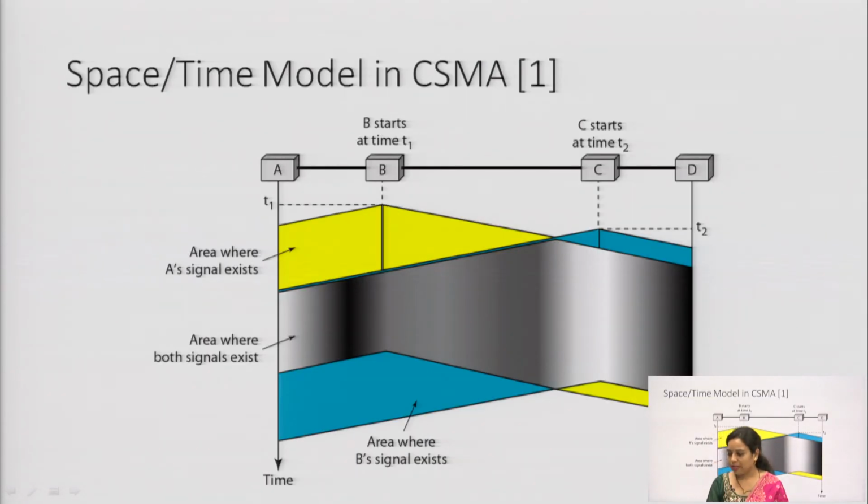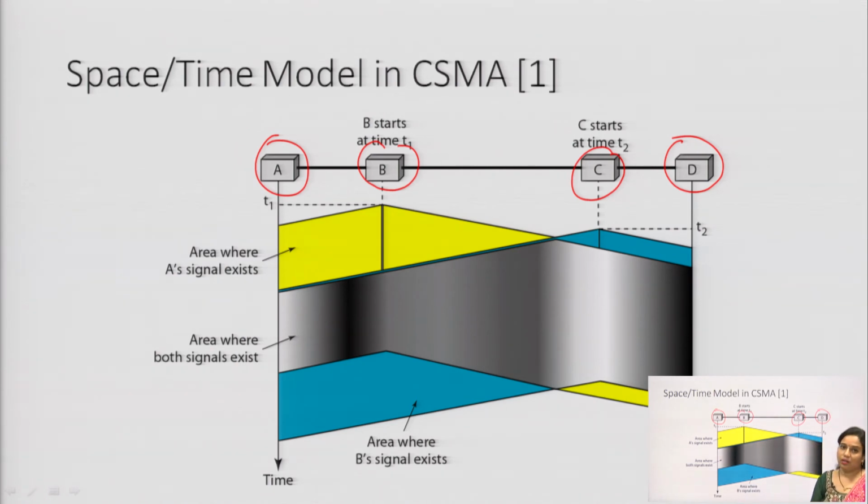Now, next is the space and time model in CSMA. What is the space and time model? Just see this diagram clearly with more concentration. There are 4 stations, that is station A, station B, station C and D, where A is the source, D is the destination, and B, C are the intermediate stations which are connected in a network. Then at the time instant T1, A started the data, the area where the A signal exists is denoted by this yellow color. This is overlapping up to this point, this A signal will be transmitted.